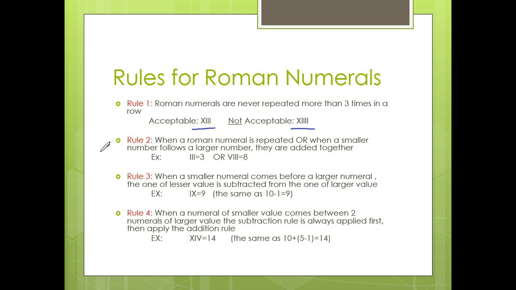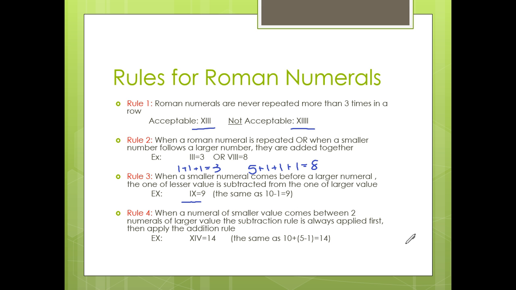For rule number 2, when a Roman numeral is repeated or when a smaller number follows a larger number, they are added together. So if we have III, we have 1 plus 1 plus 1, which is equal to 3. Same goes for the next example, where we have 5 plus 1 plus 1 plus 1, and that's equal to 8. For rule number 3, when a smaller numeral comes before a larger numeral, the one of lesser value is subtracted from the one of larger value. So here I have IX. I have a small number followed by a larger number, so we take 10 minus 1, which is the Roman numeral for 9.